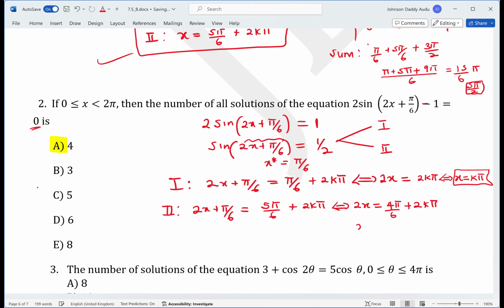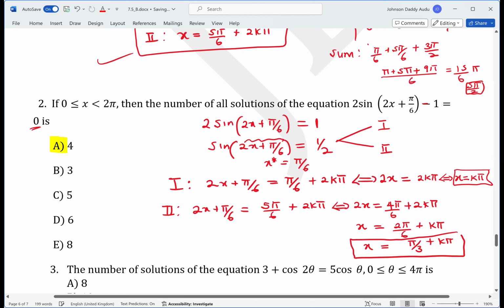And now you can divide both sides by 2. So this means that x is what? That's multiplying both sides by half. So this is going to be 2 pi over 6 plus what? Plus k pi. And now this is actually saying that x is pi over 3 plus k pi. Okay. So these are the two answers in a box in the general terms.